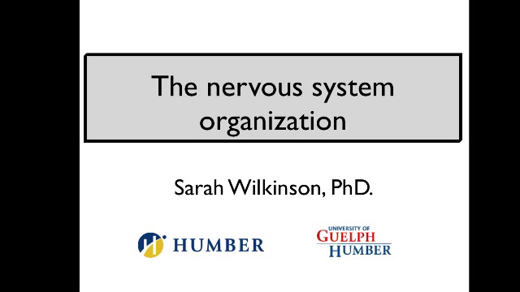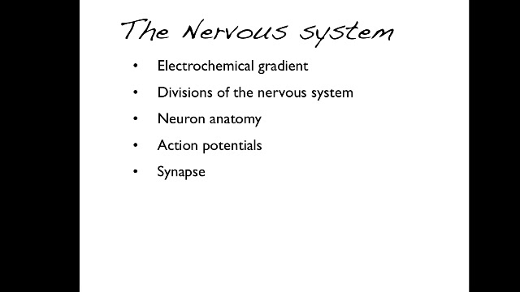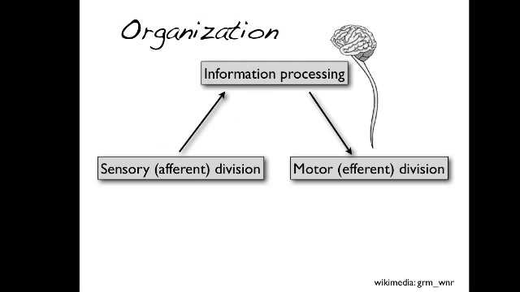In this second video on the nervous system, I'm going to talk about its organization. In a previous video, I've talked about the electrical chemical gradient. This time, I'm going to talk about how the nervous system is organized. I'm going to then move on to neuron anatomy, action potentials, and the synapse.